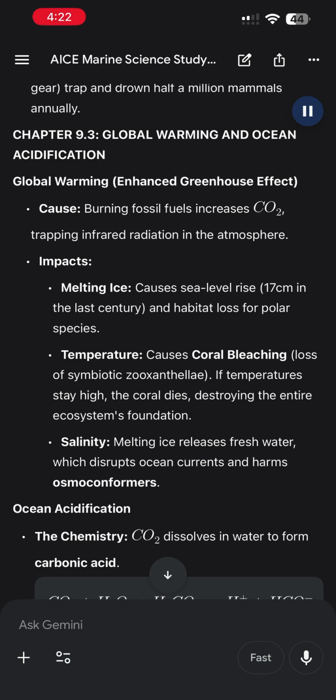Temperature causes coral bleaching, loss of symbiotic zooxanthellae. If temperatures stay high, the coral dies, destroying the entire ecosystem's foundation. Salinity. Melting ice releases fresh water, which disrupts ocean currents and harms osmoconformers.